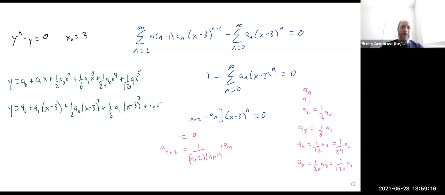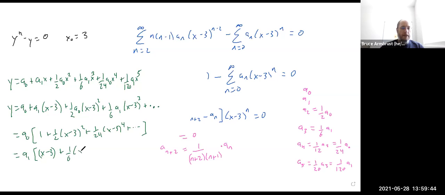I forgot that we were centering it at 3. So I'm going to separate it into the two pieces. So with the A naught, we get 1 plus 1/2 times (x minus 3) squared plus 1/24 (x minus 3) to the 4th plus dot dot dot. And then A1 is going to be times (x minus 3) plus 1/6 (x minus 3) cubed plus 1/20 (x minus 3) to the 5th plus dot dot dot.